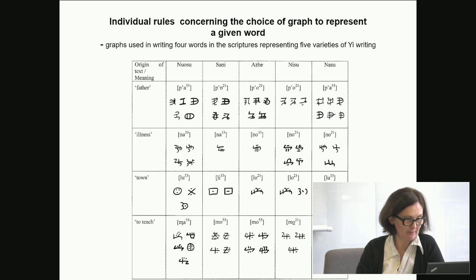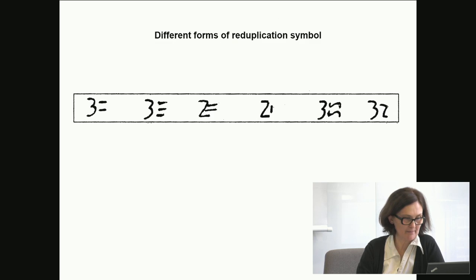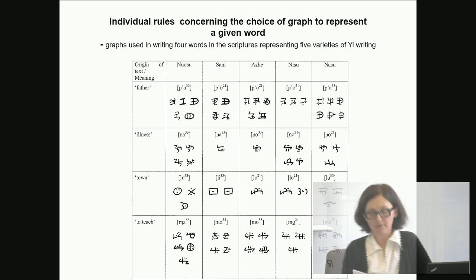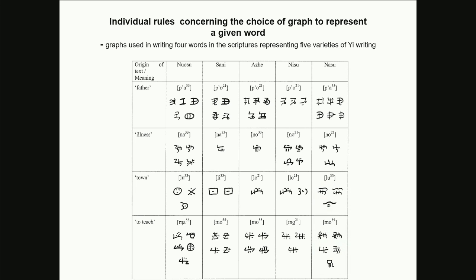So now I would like to refer to the direction of reading the script, including the aspect of sign orientation. Except for the Nosu Yi scriptures, the graphs in Yi texts are written in vertical columns, arranged from left to right, but there are also places where the arrangement from right to left is more common. The texts are read in the same way, in the same direction as they are written.